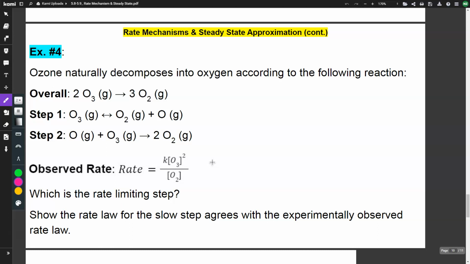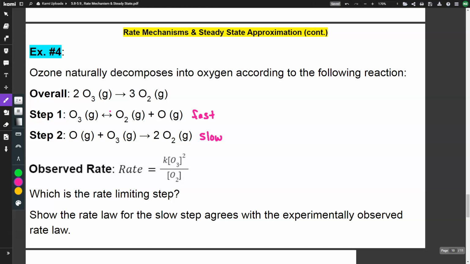Well, if you look at the 2 steps, if it was step 1, for example, if I were to write out my rate for step 1, rate equals K1, and then it's just O3 on the reactant side, so it'd be O3. That is not the observed rate, so it can't be step 1. So it's got to be step 2. So step 2 has to be our slow step. That would mean that step 1 is our fast step.